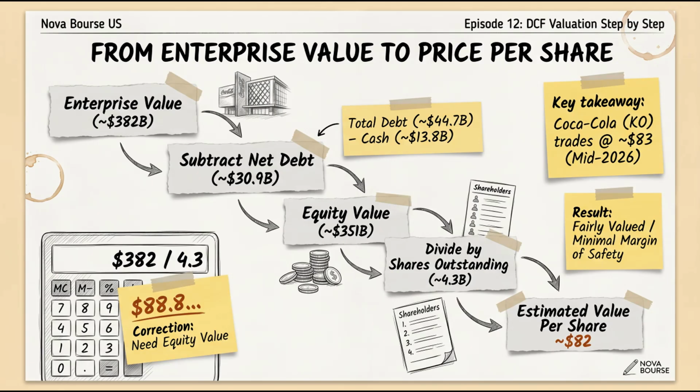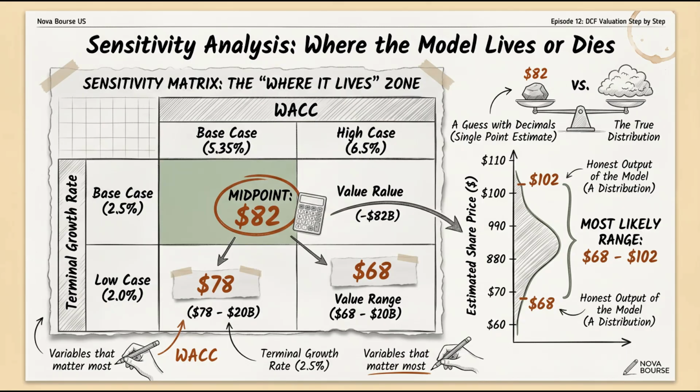Enterprise value is the price to buy the whole business, debt and all. To find the equity value for shareholders, we subtract the net debt. With $44.7 billion in debt and $13.8 billion in cash, the net debt is $30.9 billion. Subtracting that from our enterprise value leaves us with an equity value of $351 billion. When we divide that by the 4.3 billion shares outstanding, we get a value of approximately $82 per share. Since Coca-Cola trades around $83, our model suggests the stock is fairly valued, with very little margin of safety at this price. A DCF without a sensitivity analysis is just a guess with decimal points.